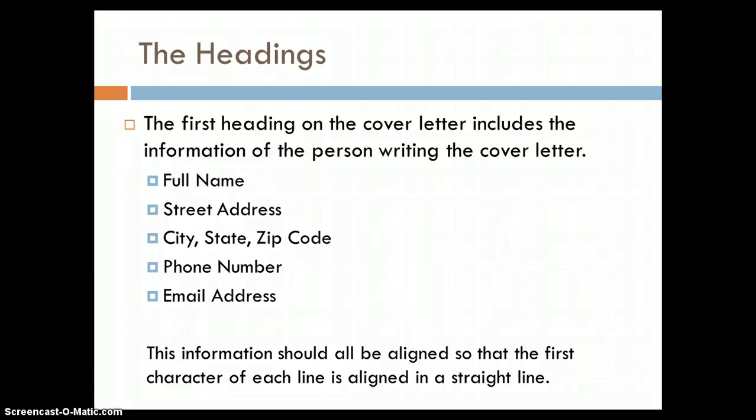The first thing you'll see on a cover letter is the headings. The first heading is your personal heading. This should include your full name, your street address, the city, state, and zip code in which you live, your phone number, and an email address. This information needs to be aligned so that the first character of each of those lines is aligned in a straight line together.